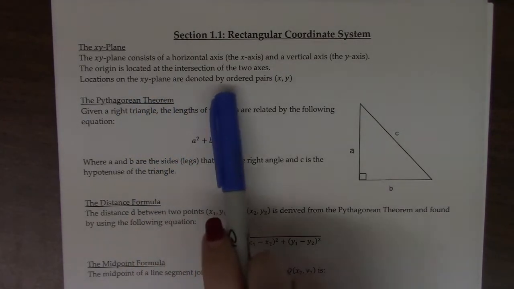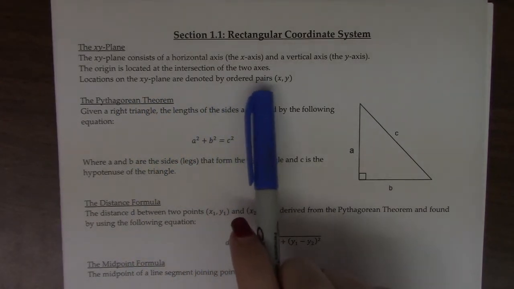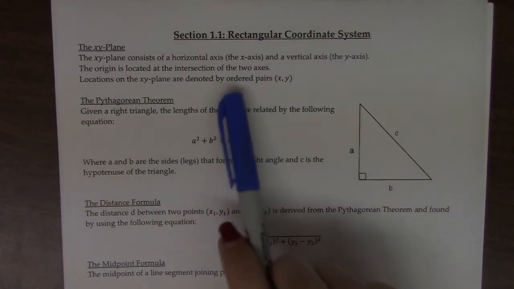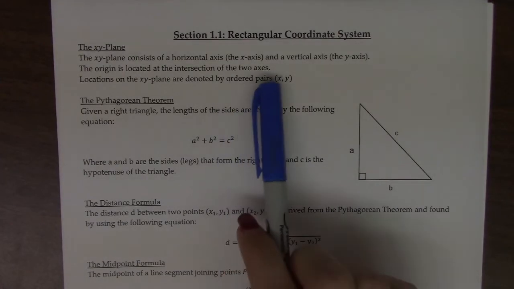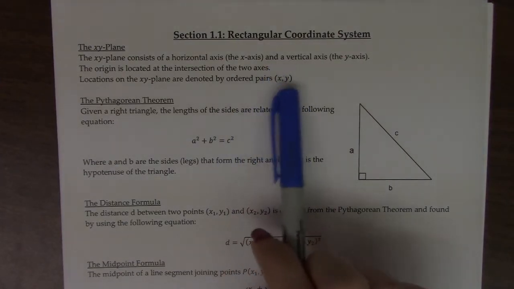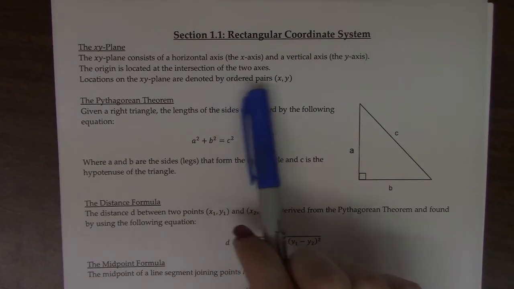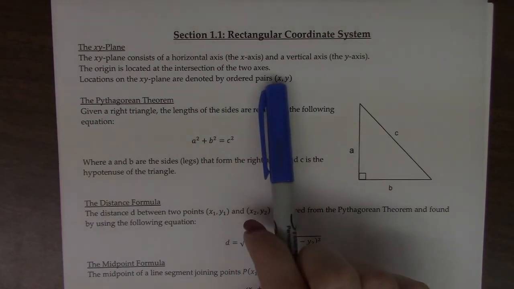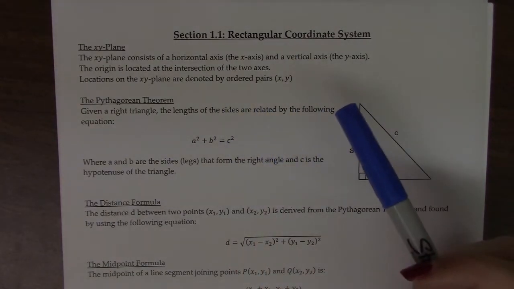All locations in the xy plane are denoted by ordered pairs, and in math we are really on the nose when we name things. It's a pair because it consists of two pieces of information, and it's ordered because we always put the x coordinate before the y coordinate.